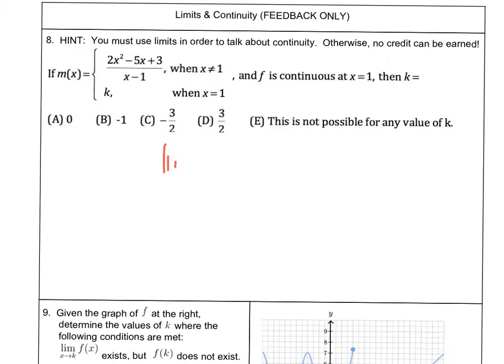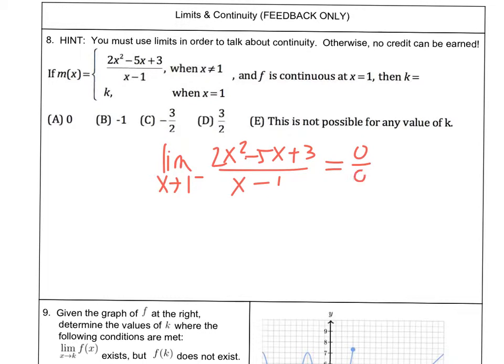Well, I'm going to start off with the limit from the left, because I know I'm going to have to deal with left and right at some point. That's going to be 2x squared minus 5x plus 3 over x minus 1. When I plug 1 in, I get 0 over 0. Okay, so something's going on here. In this case, there's going to be a hole in our graph.